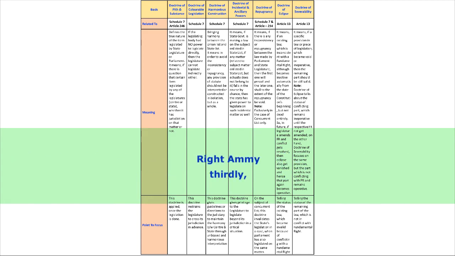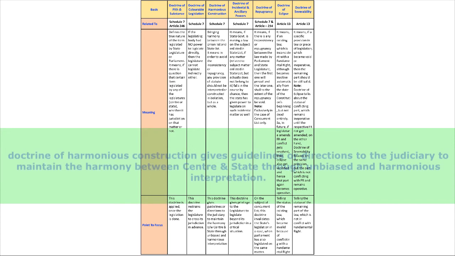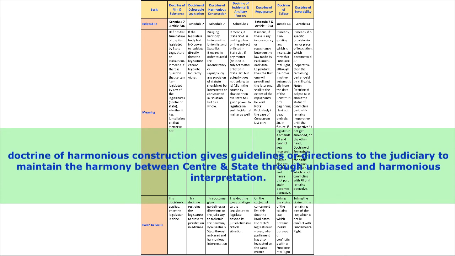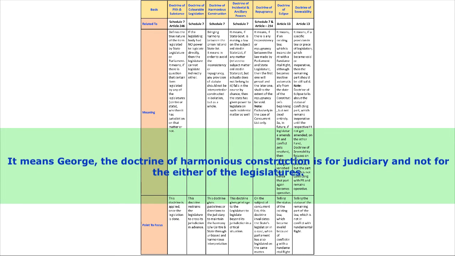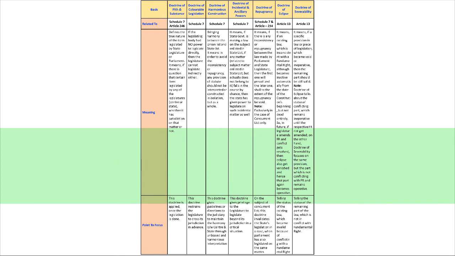Right, Tammy. Thirdly, the doctrine of harmonious construction gives guidelines or directions to the judiciary to maintain the harmony between center and state through unbiased and harmonious interpretation. It means, George, the doctrine of harmonious construction is for the judiciary and not for either of the legislatures. Yes, you are right, Tammy.